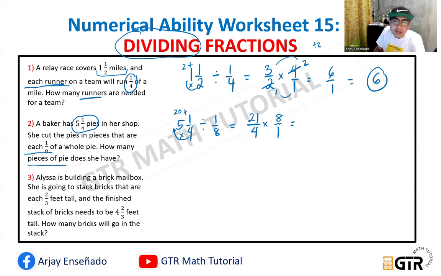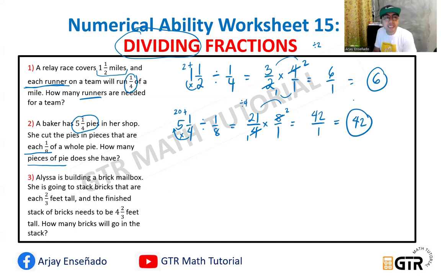Division will become multiplication, and then 1/8 will become 8/1. So therefore, we can divide 8 and 4. 8 and 4 divide both by 4. So this will become, 4 will become 1, and then 8 divided by 4 is 2. Multiply the numerator, 21 times 2, we have 42. And the denominators, 1 times 1 is 1. So final answer, 42 divided by 1 is 42. So meron palang 42 pieces na tigwa 1/8 kapag hinati yung 5 1/4 pies.